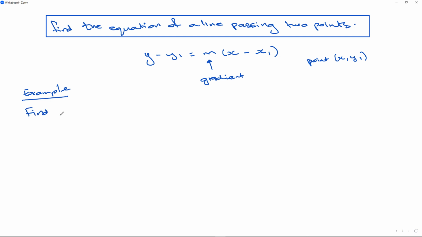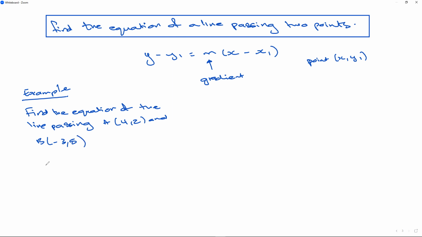Find the equation of the line passing 2 points, A (4, 2), and B (-3, 5), let's say. The gradient that we find has its own formula, and the gradient formula is change in y over change in x, y2 minus y1 over x2 minus x1, given 2 points. So that's the first thing we would apply over here.